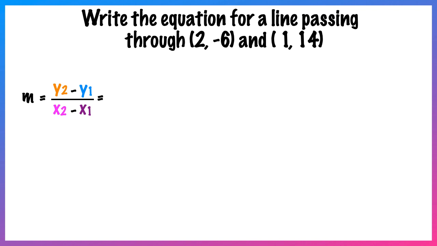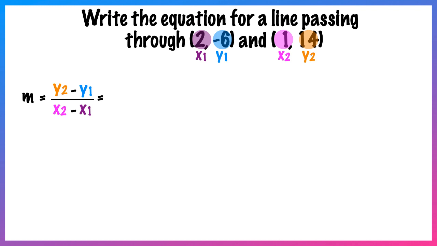So let's label the points in our question. x1 is 2, y1 is -6, x2 is 1, and y2 is 14. Notice how each of these has an x and a y. It doesn't matter which one we choose as point 1 and which one we choose as point 2, as long as we're consistent. I could have just as easily done x2, y2, x1, y1. Either way will give you the exact same result.